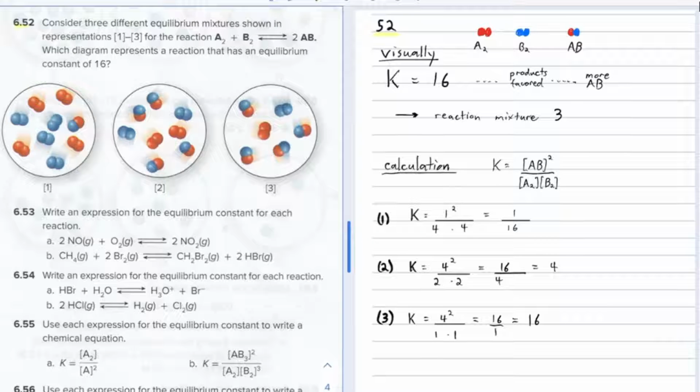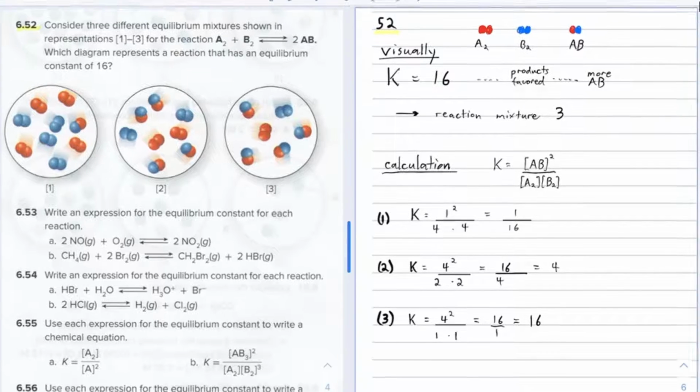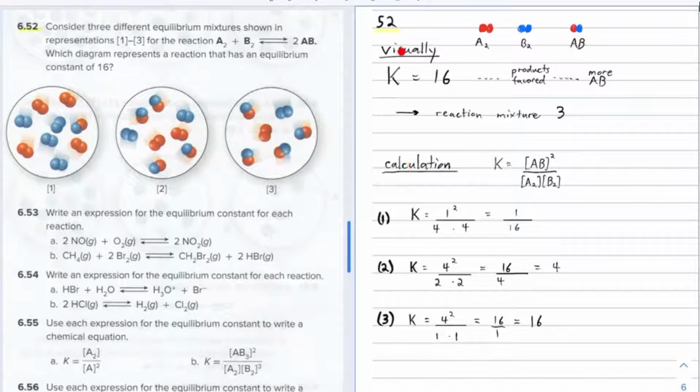Problem 52. Consider three different equilibrium mixtures shown in representations 1 through 3 for the reaction A2 plus B2 forms two ABs. Which diagram represents a reaction that has an equilibrium constant of 16? Now, this problem can be done two ways, visually or through calculation.